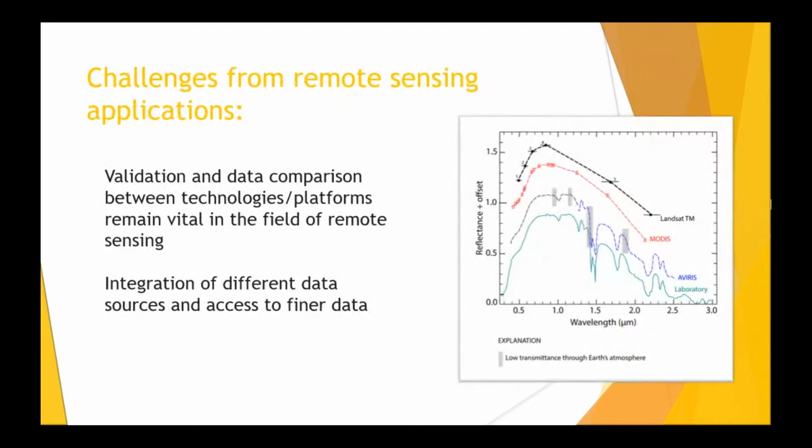Now that we have all of these amazing data sets, there are some challenges that are presented, and these approaches need to be considered. When you acquire your data, some approaches need to be considered for validation and intercomparison between these technologies and platforms. This is vital in the field of remote sensing. On the right, I have that image from the USGS, which provides information from different platforms and different scales.